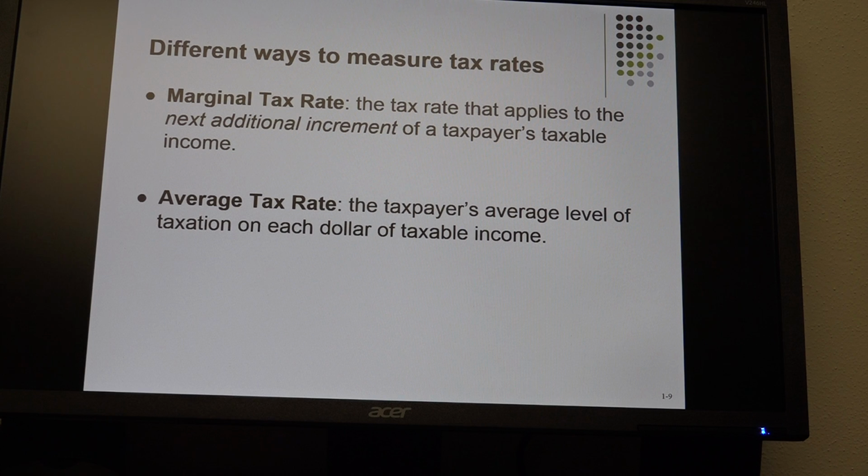And so your average rate includes all those different levels. And so let's say you pay $5,000 of taxes on, I don't know, $40,000. So what is your average tax rate going to be? Well, it's going to be $5,000 divided into 40, or 13%.